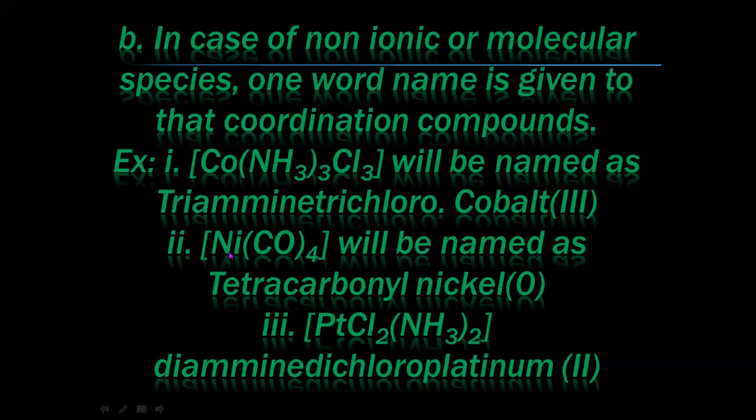This we have to write as a single word. So we can write it as first ligand. What is the ligand? Carbonyl group. How many carbonyl groups are attached? 4. Therefore, for 4 we use tetra. CO means carbonyl, and Ni means nickel.